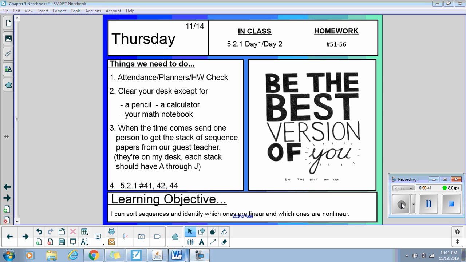And then when the time comes, you'll send a person from your group to get a stack of what I call sequence papers from our guest teacher. They're on my desk. Each stack should have sequences A through J. And you're going to look at 3 problems today, 41, 42, and 44. So notice the homework tonight is 51 to 56.